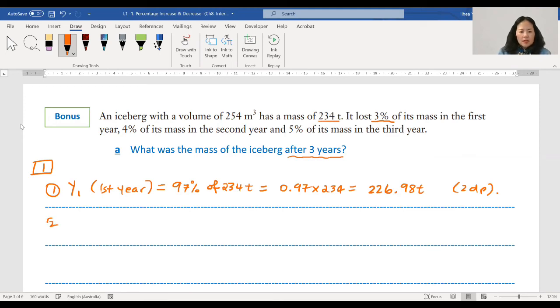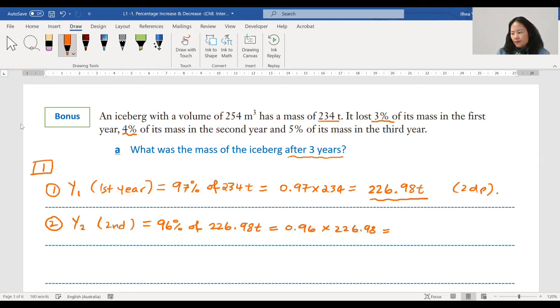Okay, so now second year, it's 4%. So it's going to be 96% off from the first year, because you're not going to have 234 anymore, because you already lost 3% in first year. So it's going to be 226.98 tons, and 0.96 times 226.98 will give me 217. Already calculated for you. I'm prepared. Okay, so that's my after second year.